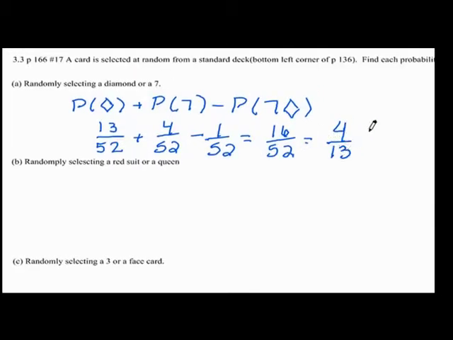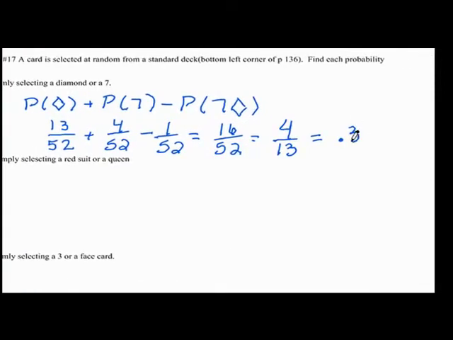In decimal form, rounded correctly, it's 0.308. So it was 0.3076, and then you look back at that 6 to tell you whether or not to round up the 7, and the 7 becomes an 8.